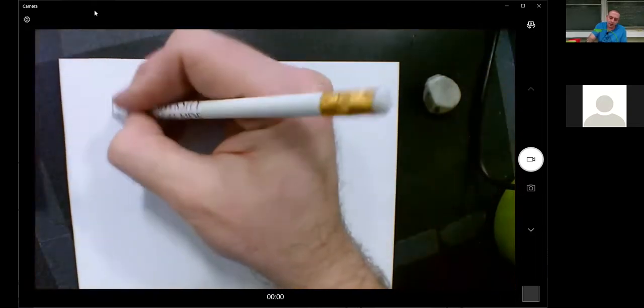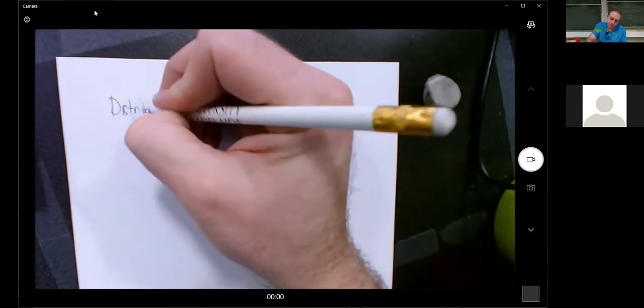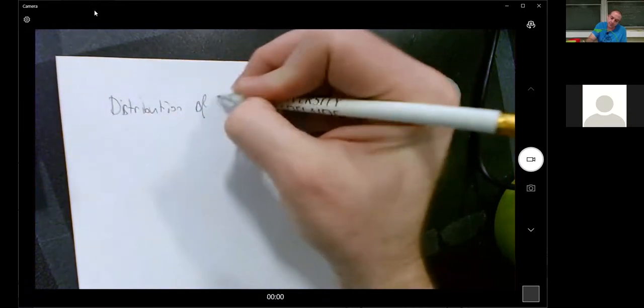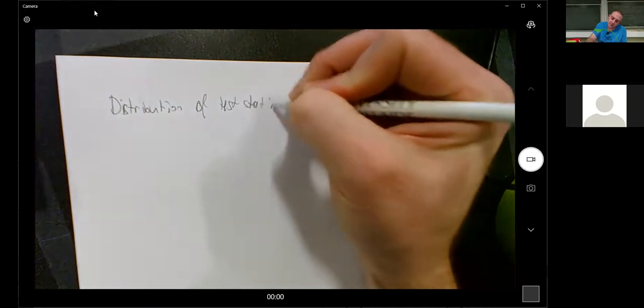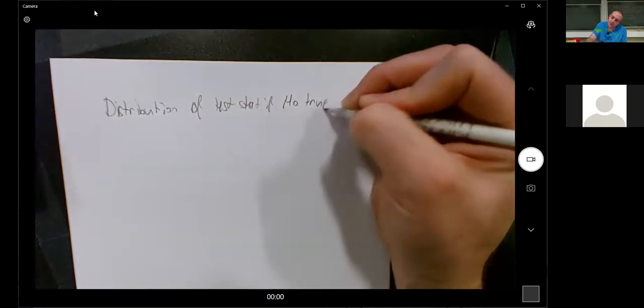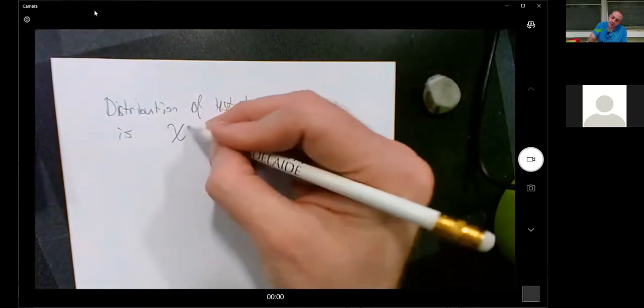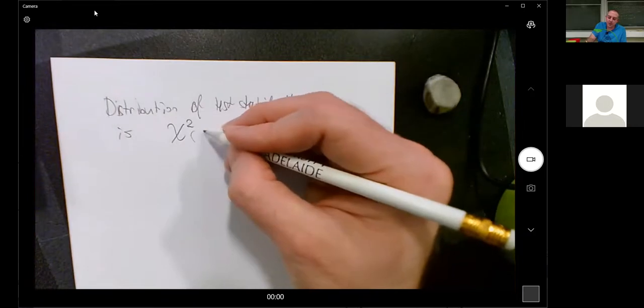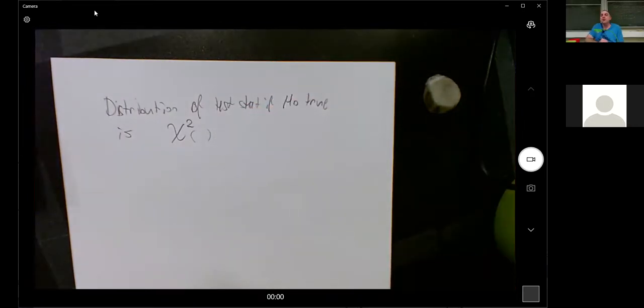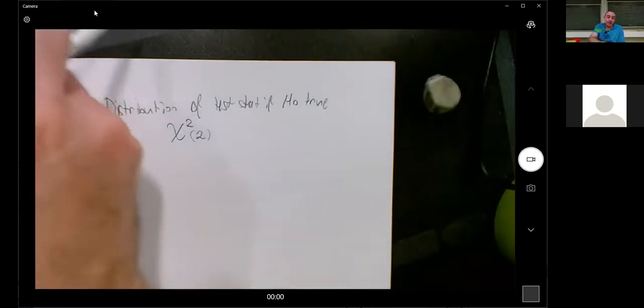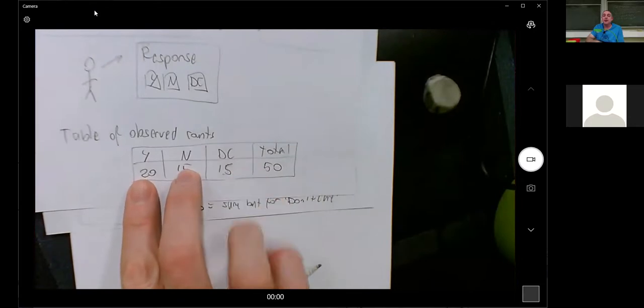And so the distribution of the test statistic, if the null hypothesis is true, is a chi-squared distribution. And then you need another number just here to tell you which chi-squared distribution it is, because there's more than one. The chi-squared distributions live on a street, and you just have to know the correct address. Which number house do they live in? The number house that this one lives in today is 2, which is the number of possible categories minus 1.